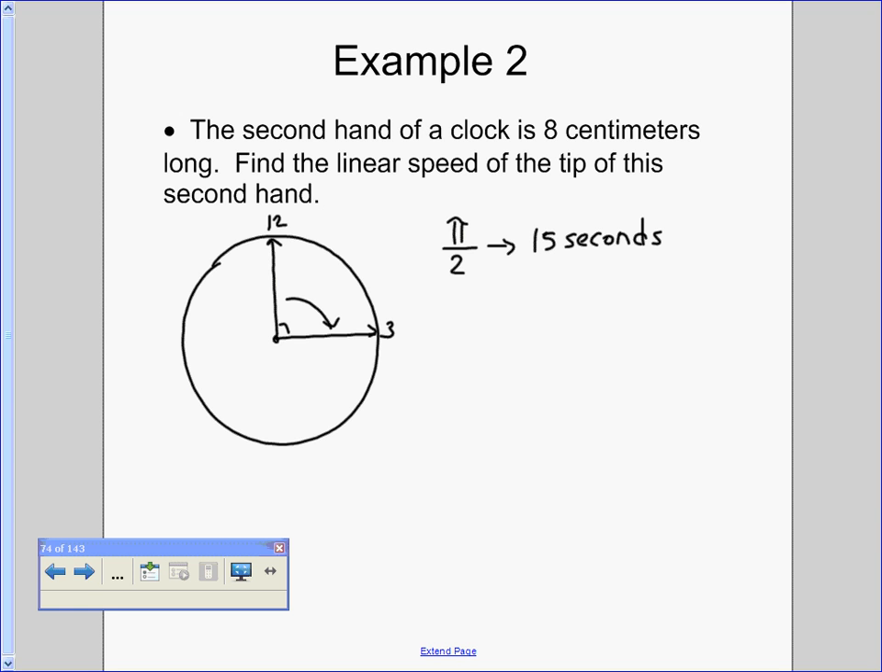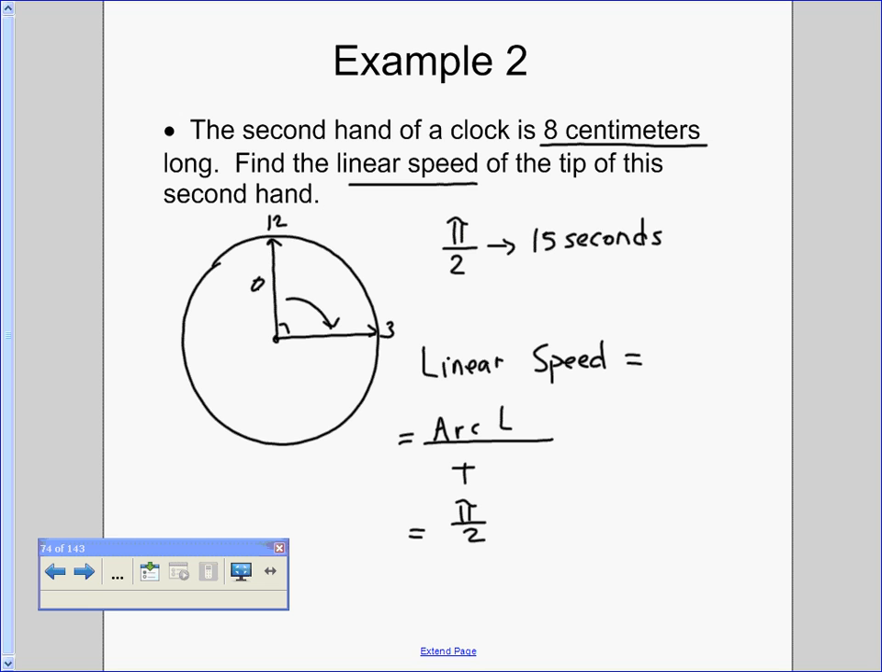All right, and so what we're trying to find here is the linear speed. Let's think about what we know about linear speed. We know that linear speed is going to be our arc length divided by our time. And if that's the case, then our arc length is just going to be our pi over 2 times our 8 centimeters, which is the length of this second hand.